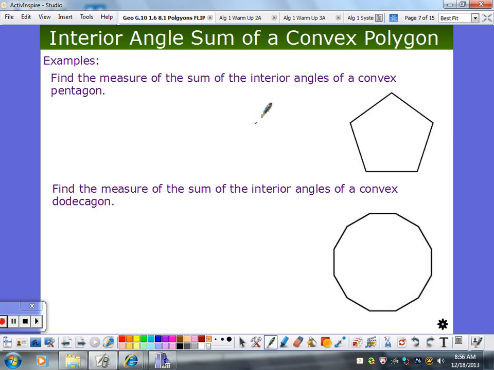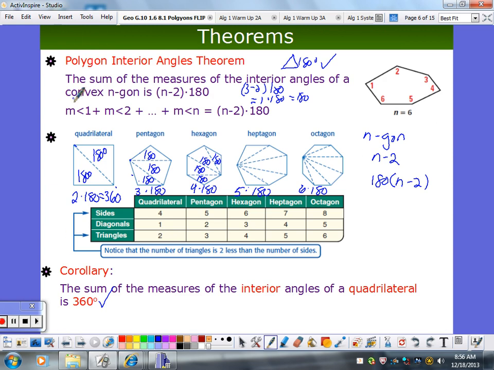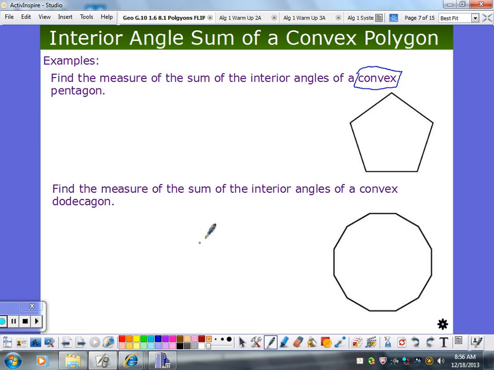Okay, so let's look at an example. This is a pentagon, convex. Now remember, these work for convex only, right? I believe it says that in the theorem. Yes, only for convex. So if you have a concave polygon, don't use this. 1, 2, 3, 4, 5, pentagon, 5 sides. So n minus 2, n is 5, times 180, 3 times 180. I don't have my calculator, I think that's 540. Somebody check my work. Who's got their calculator? Make sure I'm doing it right, because I'm not having a good week with a mistake.